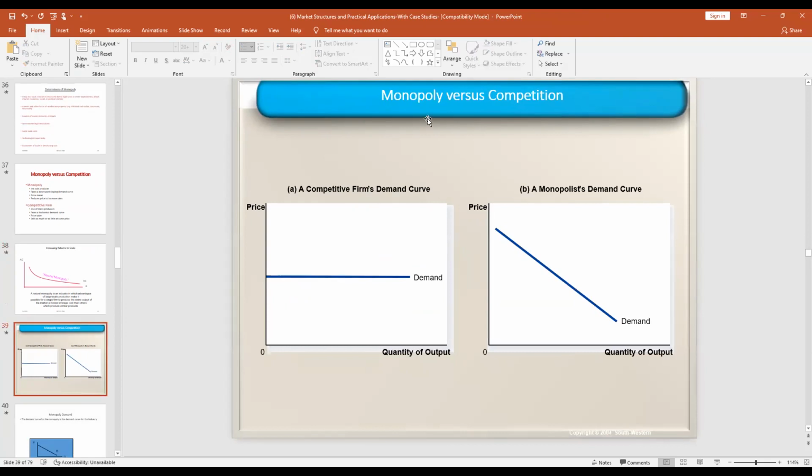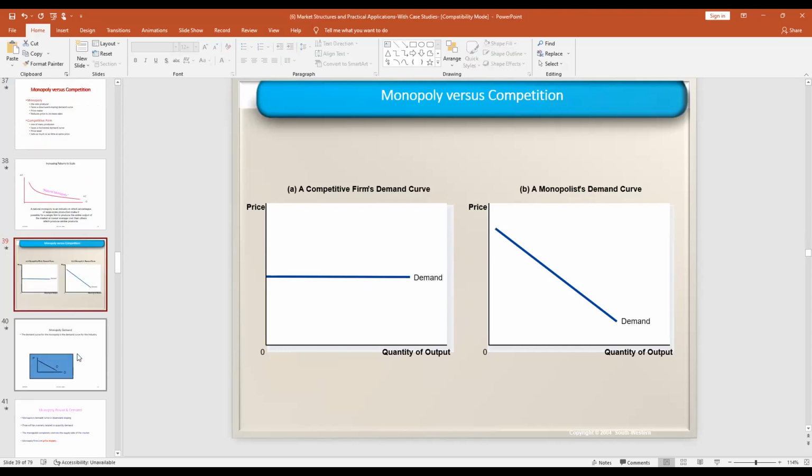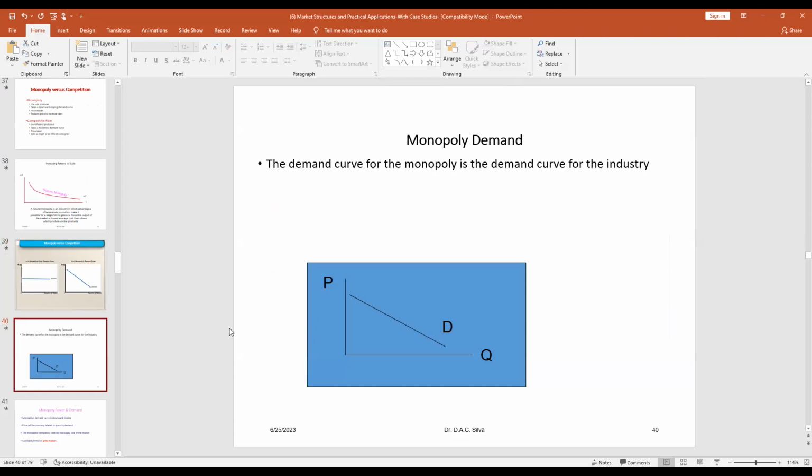When you look at monopoly versus competitive market, demand is given in the competitive market, while monopoly demand is determined by the monopolist. So if they want to sell a higher quantity, they will reduce the price. If they want to sell a lower quantity, they will increase the price. This is developed by the monopolist. This is given in the market system. This difference is very important. The monopoly demand curve goes like the normal demand curve.